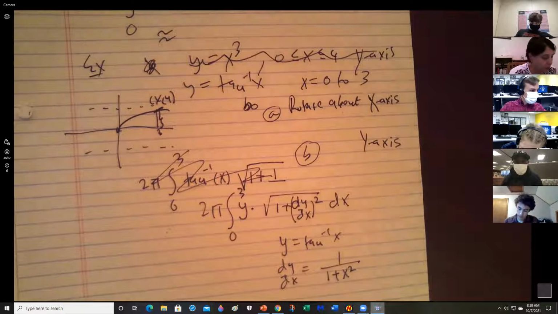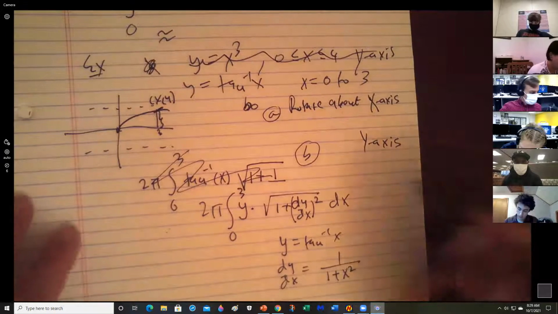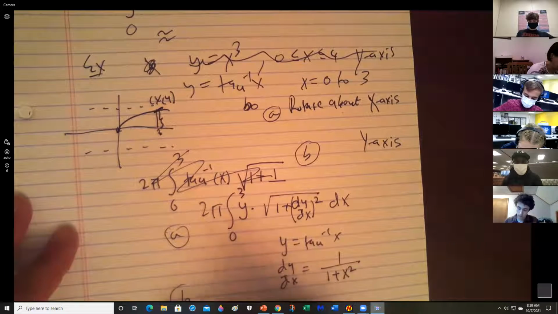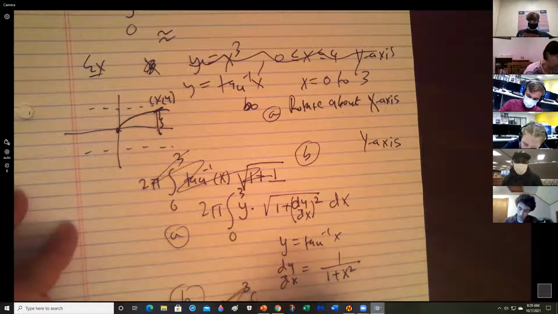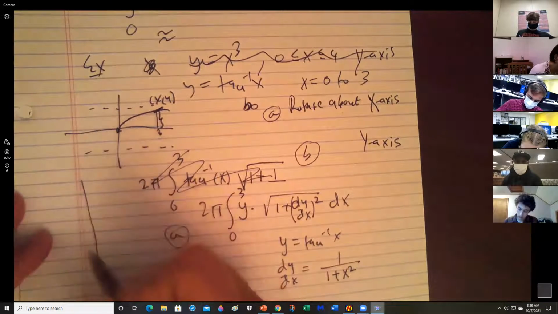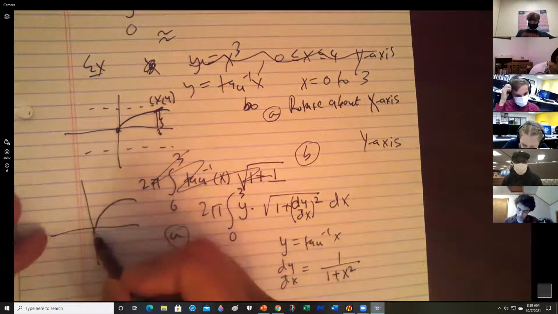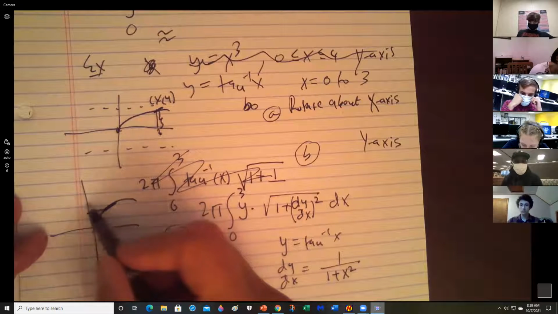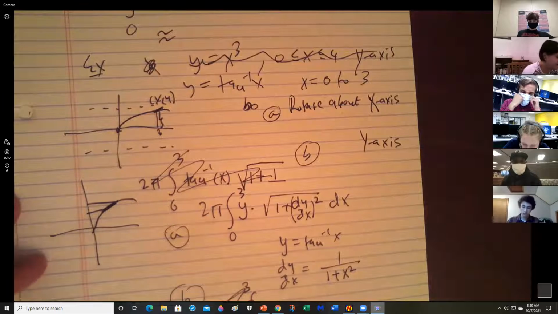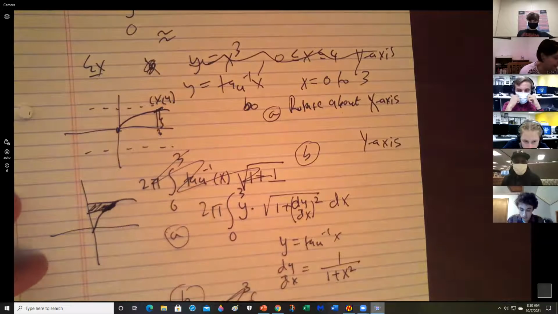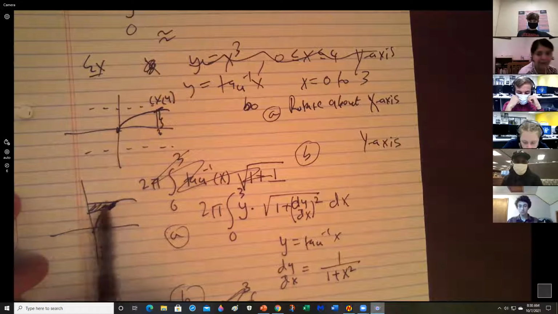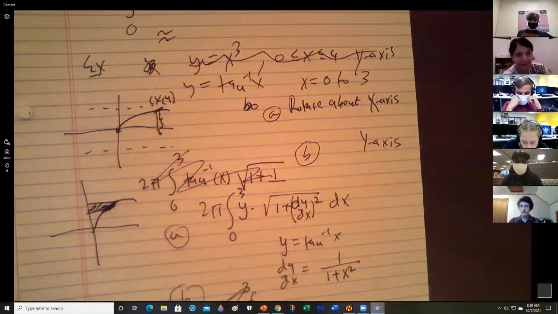What happens if I rotate it about the y-axis? So this was part A. You're still going from 0 to 3. So look, I'm just going to draw a picture. It's still the arc length here, but you're going this way. The rectangle is going to be this way. This arc length is still going to be the square root of 1 plus (dy/dx) squared. But what about the average radius? Did that change? Yes, it changed.